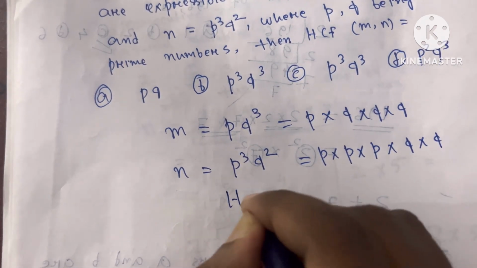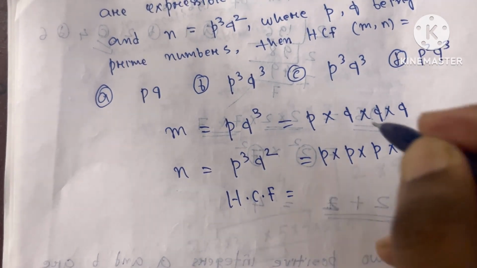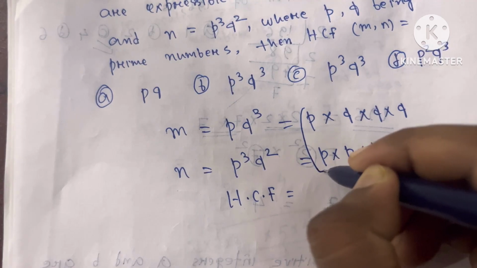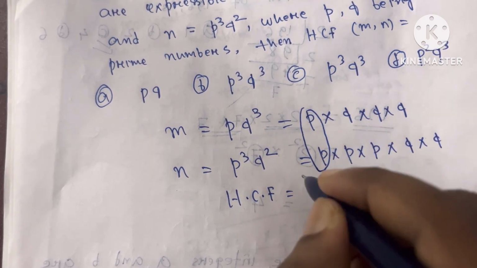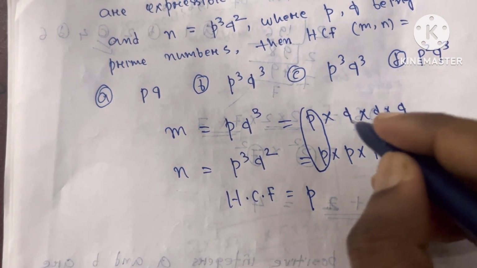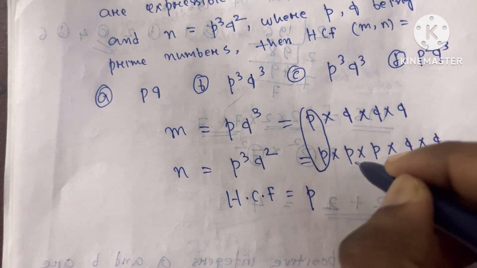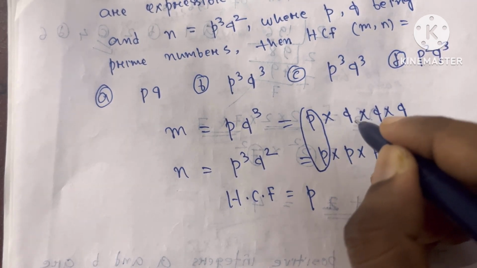It's the highest common factor between them, so you find the common factors. First p: from this pair we can take p, and only one p is common here. Here there are 3 p's, but in the first number there is only one p.